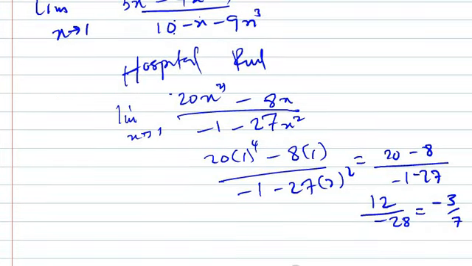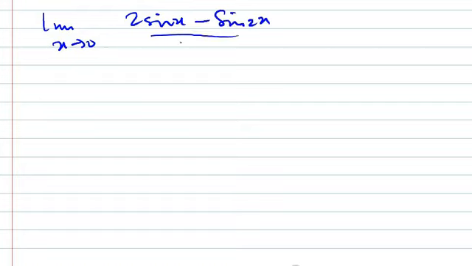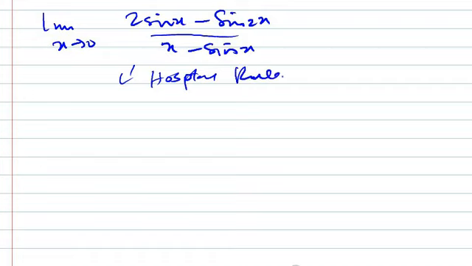So the last question is to find the limit as x goes to 0 of 2 sine x minus sine 2x all over x minus sine x. So using L'Hospital's rule, we can find the derivatives of the numerator and denominator.